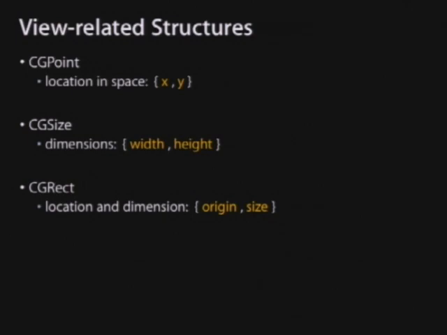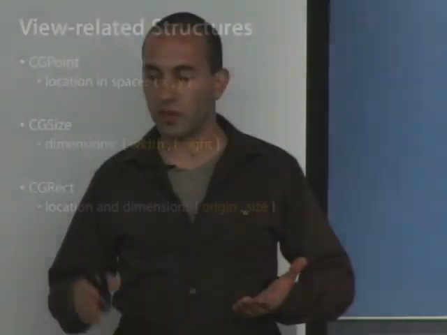And then the third one here is CGRect, which is actually a CGPoint and a CGSize, and specifies a rectangle. And you'll see this used a lot. Whenever you're talking about drawing, it's usually in the context of a rectangle. Whenever you create a view and you need to initialize it with a frame, which we'll talk about in a sec, you do that with a CGRect.